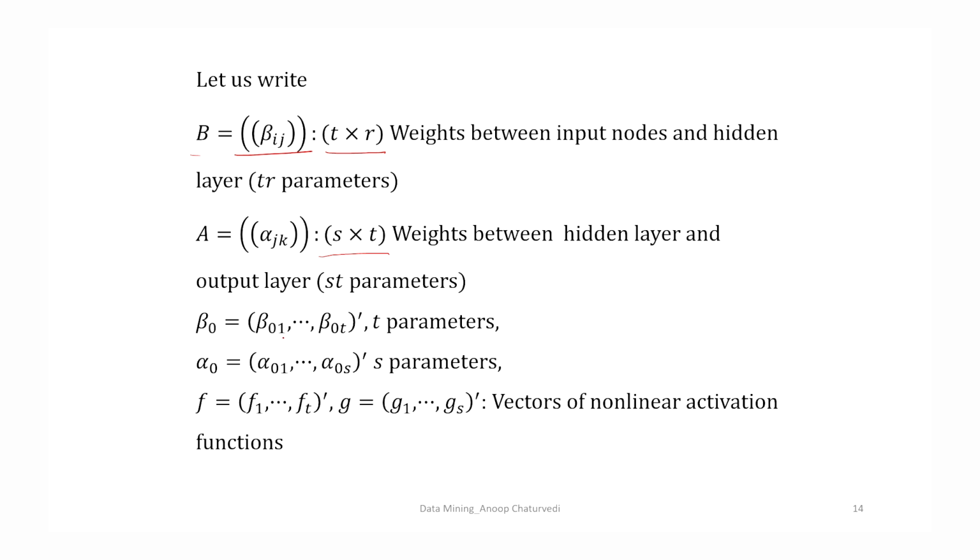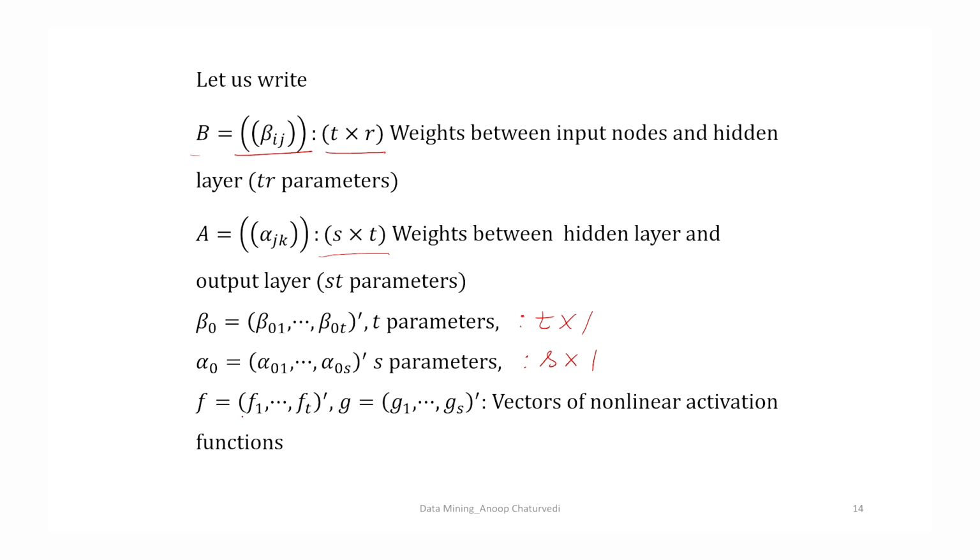Beta naught is equal to beta naught 1, beta naught 2, and so on up to beta naught T, transpose. So, this is a T cross 1 vector of parameters, so it has T parameters. And then alpha naught is equal to alpha naught 1, and so on up to alpha naught S, transpose. So, this is an S cross 1 vector of bias parameters. So, it has S parameters.